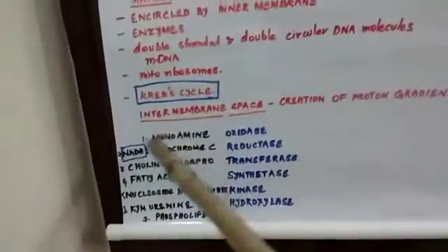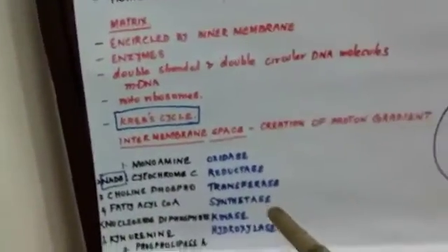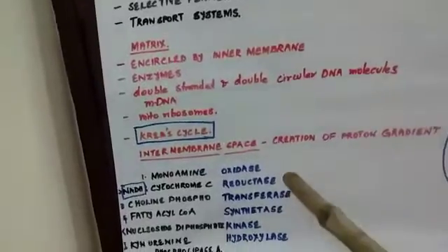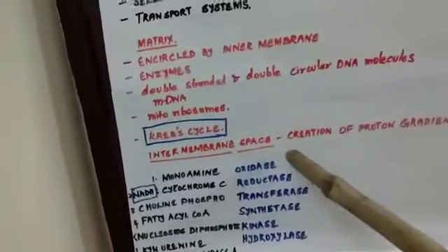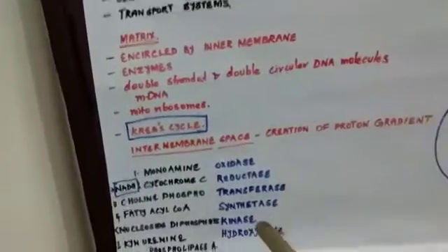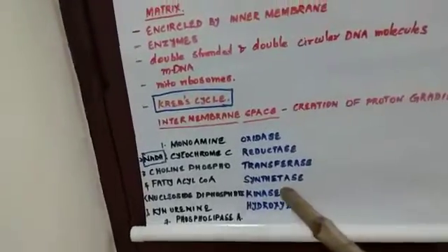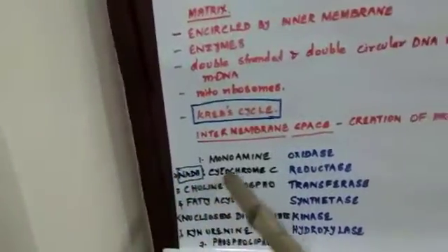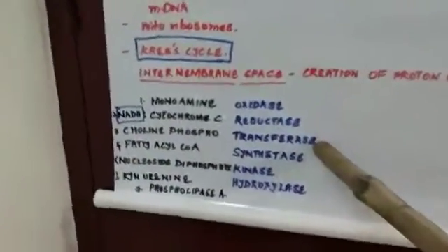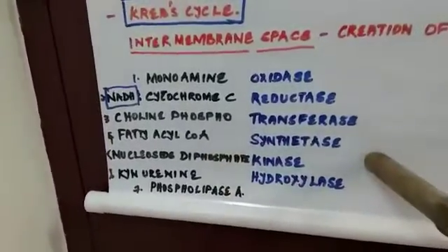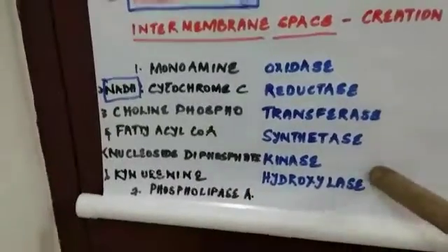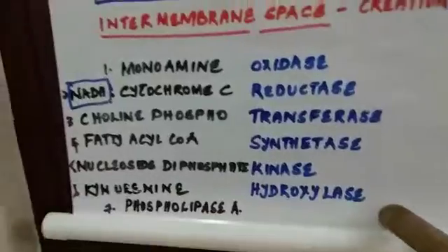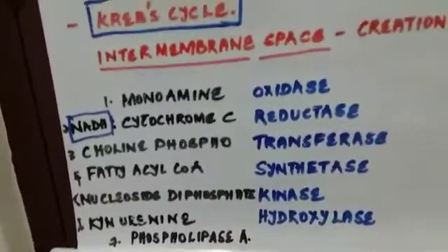Then the enzymes present in the outer membrane. This is also very easy. You can say that it has oxidase, one opposite to that is reductase, then one transferase transfers, then one synthesizes, synthetase, kinase, hydroxylase. So monoamine oxidase, NADH cytochrome C reductase, then you have fatty acyl CoA synthetase, then nucleoside diphosphate kinase, then you have kynurenine hydroxylase, and then you have phospholipase A.